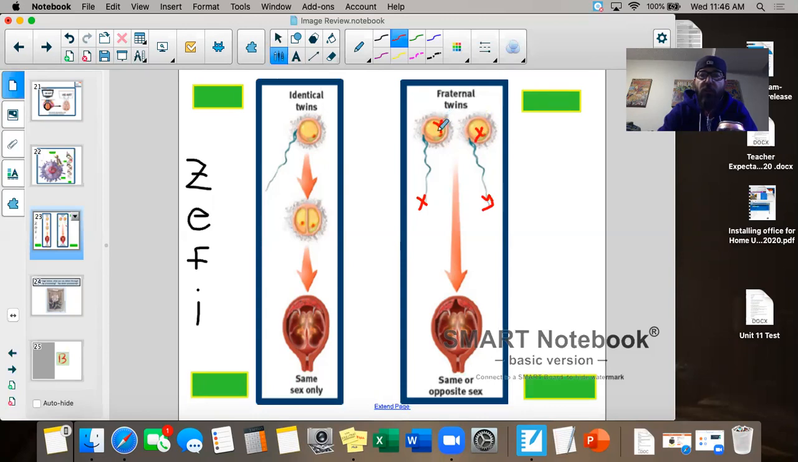So XX equals female. You could certainly with fraternal twins have same or opposite sexes depending on what the sperm's got. But you're always going to be the same sex when we're talking identical twins. Gender is a perception of self. So in that case, gender could be either, both. Doesn't matter in this case.